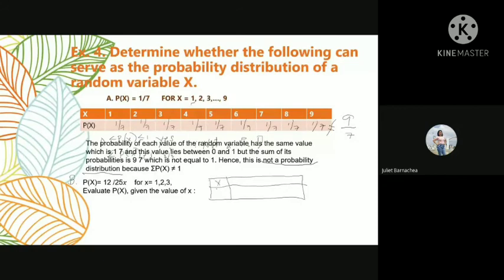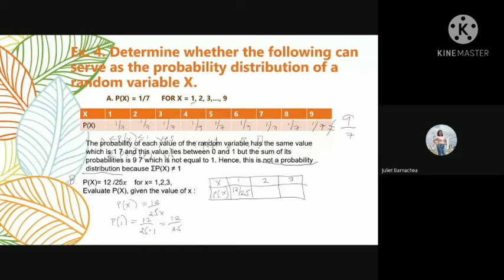Ito yung X, ito yung probability of X. Ang X natin ay 1, 2, 3. Ang given natin ay P of X is equal to 12 over 25x. If x is equal to 1, or P of 1 is equal to 12 over 25 times 1. Therefore, this is 12 over 25. So, yan ang ilalagay mo dyan. 12 over 25.